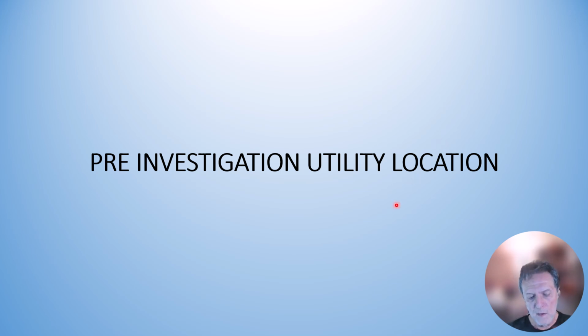Utilities, I mentioned that. It's important to note where utilities are. The worst thing you can do in an investigation, or one of the bad things you can do, is to actually penetrate a gas line or water line or sewer or storm drain with your drill rig or your backhoe. That can be a mess. It can be a costly mess and something to avoid whenever possible.